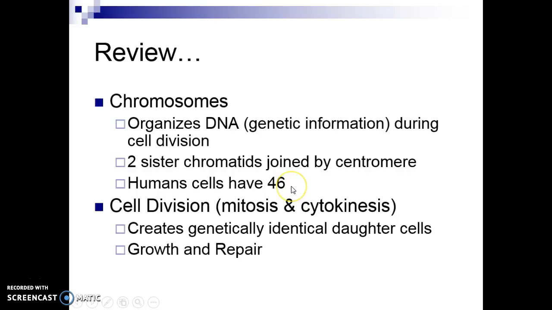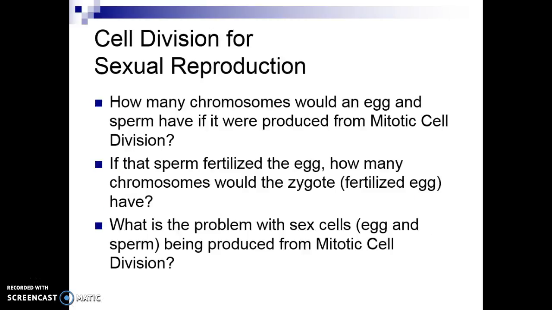46 chromosomes in humans. That number changes from species to species. 23 homologous pairs to be exact. We do mitosis and cytokinesis to basically replace any cell in the body. But if we're trying to make sperm and egg, we go through a different process called meiosis. We do that so we can cut that chromosome number in half.